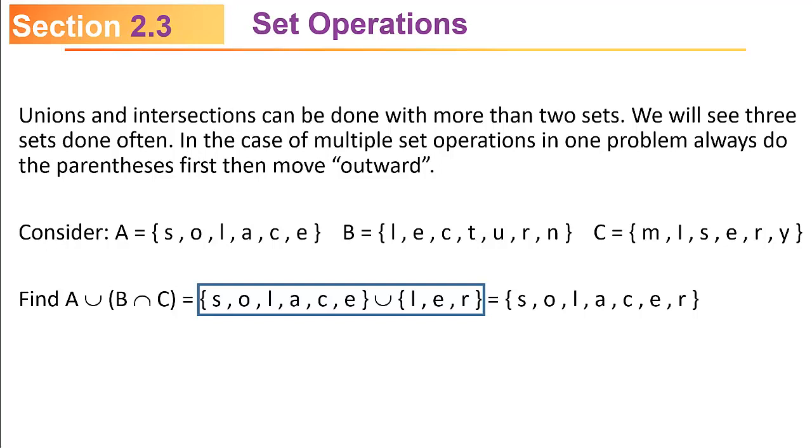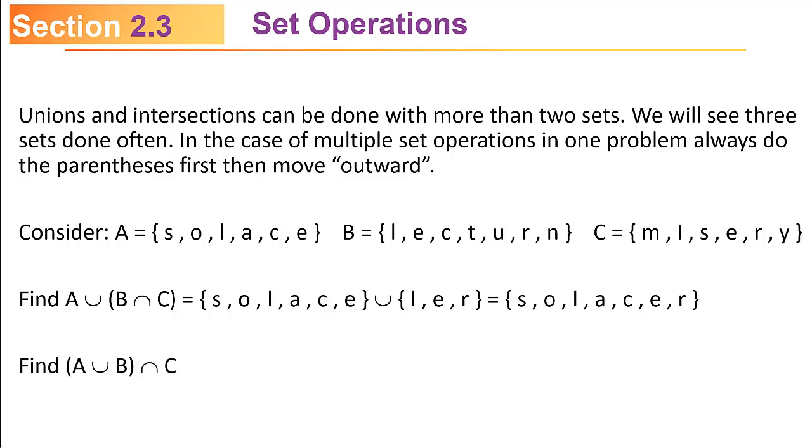You could do that with Venn diagrams, but as I said earlier, you can do these problems mostly without Venn diagrams, although Venn diagrams can be useful as a visual aid. How about this one? We want to find the intersection of the union of A and B with C.